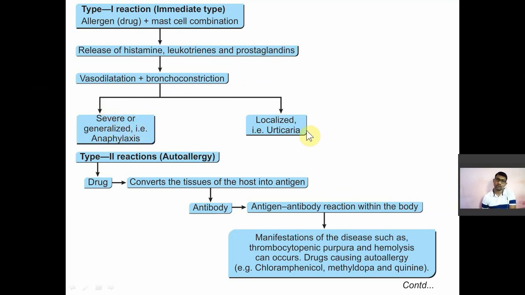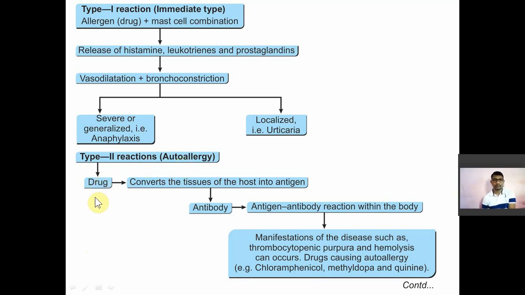Then if they are only localized to a particular area, सिर्फ आपके स्किन के ऊपर ही रिएक्शन हो रहा है, तो उसको बोलेंगे यूट्रिक एरिया. Okay, so that is localized. So allergic reaction may be either severe generalized anaphylaxis, for example in case of penicillins, or in case of sulfonamides local होता है, urticaria area. Okay, so these are known as a type 1 allergic reaction, known as an immediate type allergic reaction.